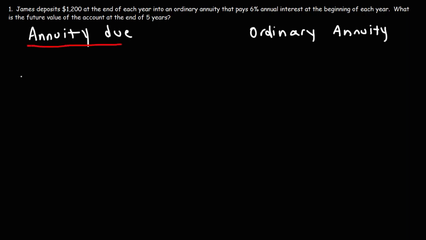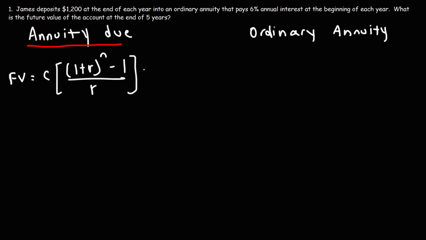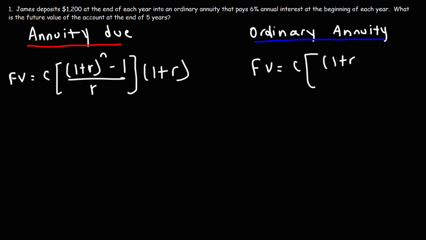So in an annuity due, the future value is going to be the amount that you deposit, typically on an annual basis, times 1 plus r raised to the n, where n is the number of time periods, minus 1, divided by r, times 1 plus r. Now, to calculate the future value of an ordinary annuity, the formula is very similar, but the only difference is you don't have the 1 plus r on the right side.